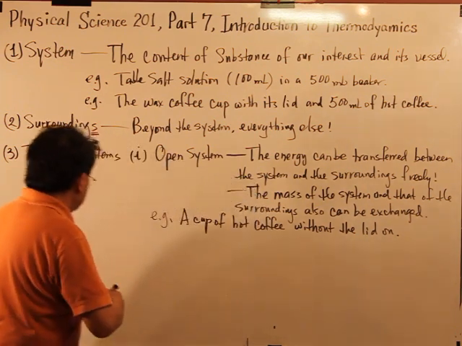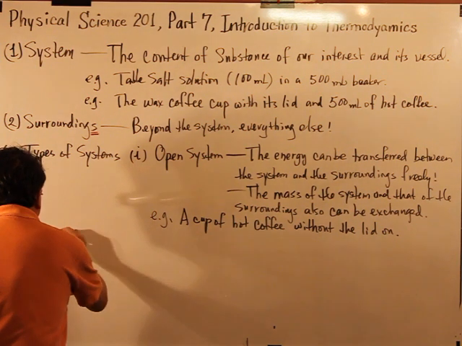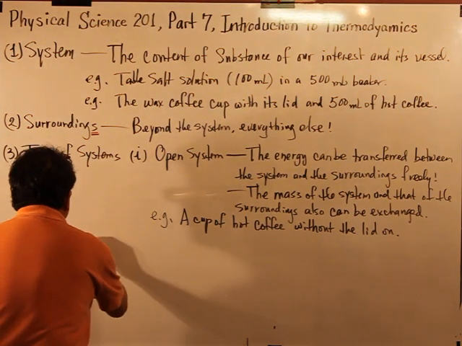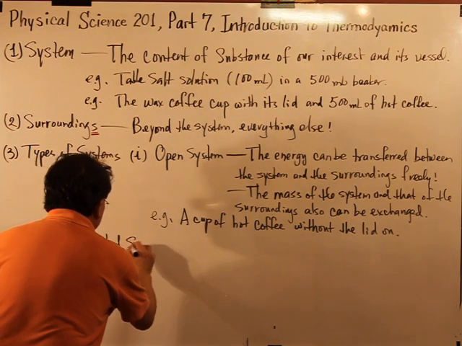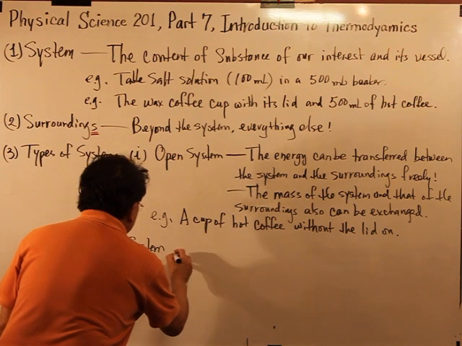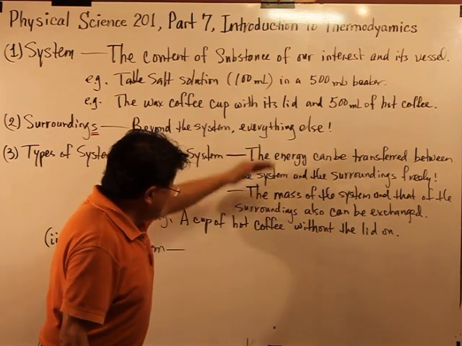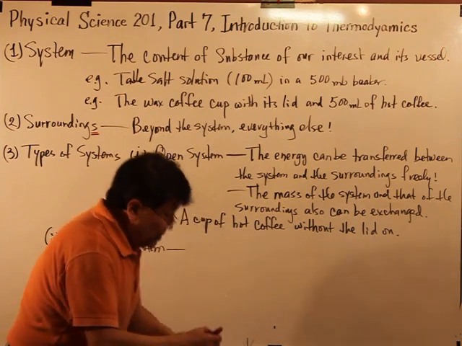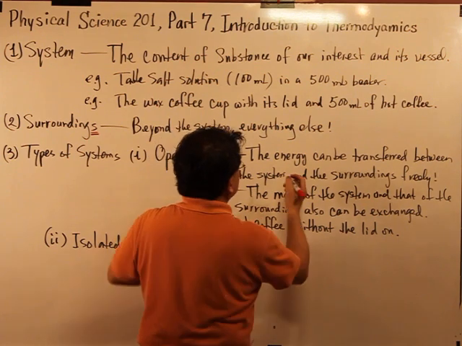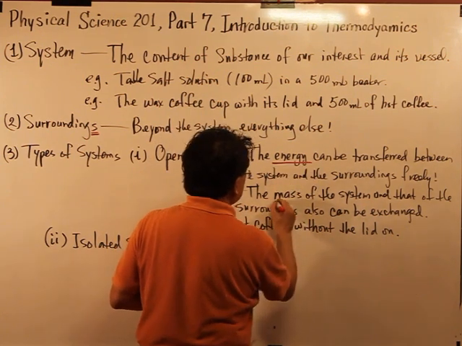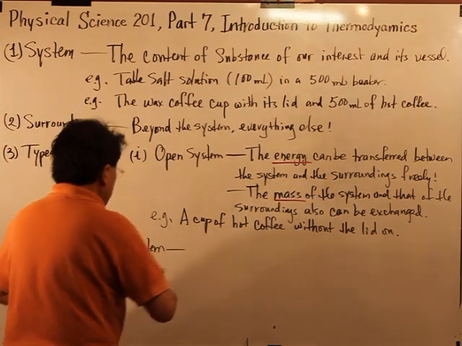Now, what is the second one? The second system is called isolated system. Alright? In the first case, open system, both the energy and the mass can be exchanged between the surroundings and the system, right? It's too much. Now the isolated system is the opposite.